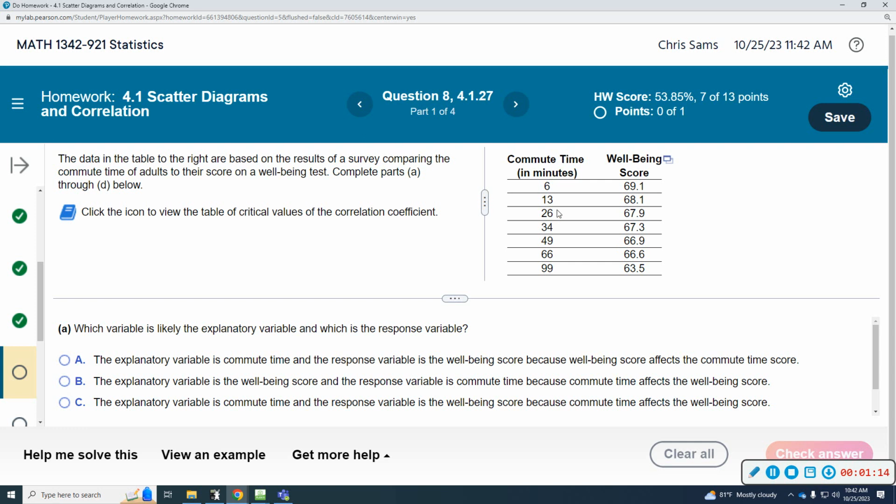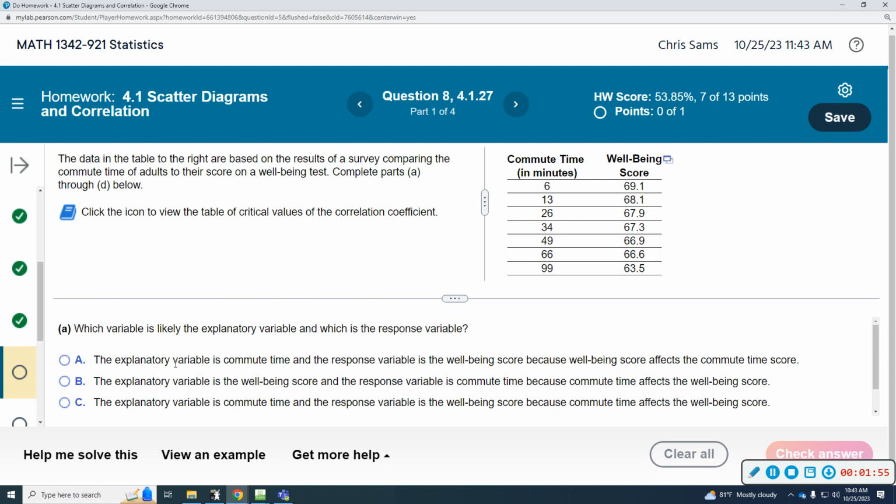So if you think about this, does your commute to work affect your well-being, or does how well you are affect your commute time? I would think your commute time would affect your well-being, because if you have to sit in traffic, it probably irritates you more. However, it doesn't matter if you're irritated or having a good mood. It's not going to affect the time it takes you to get to work. That's going to vary based on the traffic. So in my opinion, I would say the commute time would explain the well-being.